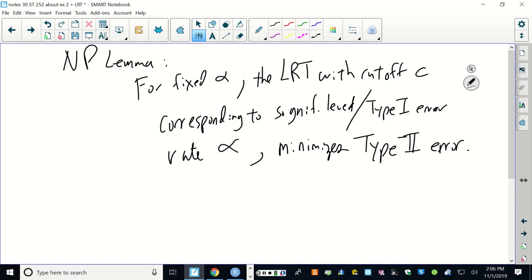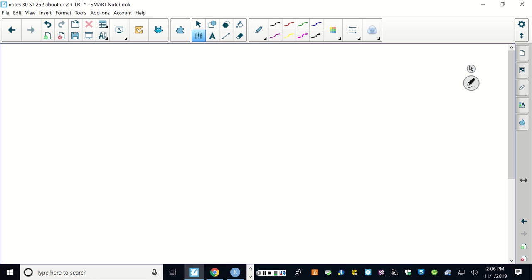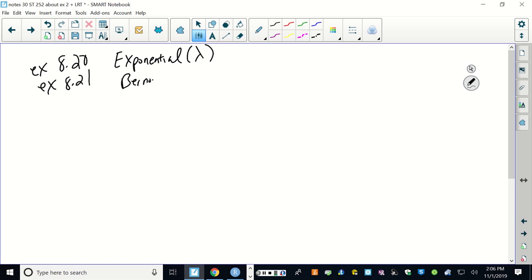So how do we implement this in practice? There's a couple of examples in the book that you could work with. This one does it for an exponential distribution. Example 8.21 does it for a Bernoulli, so a Bernoulli binomial type of situation. So you can look at those.